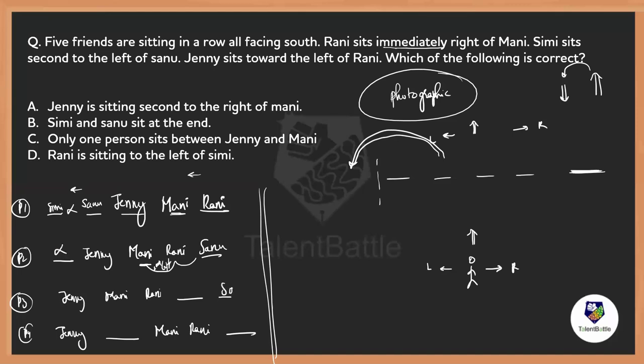Now, if I take Sanu over here, right? This is again the first left, which is where Simi is sitting. So this is also not possible. If I take Sanu over here, this will be third left, first, second, third. So this is again not possible. So that says Jenny can never be next to Money, actually, if you observe, or even here. Then what could be the correct possibility? Very simple.